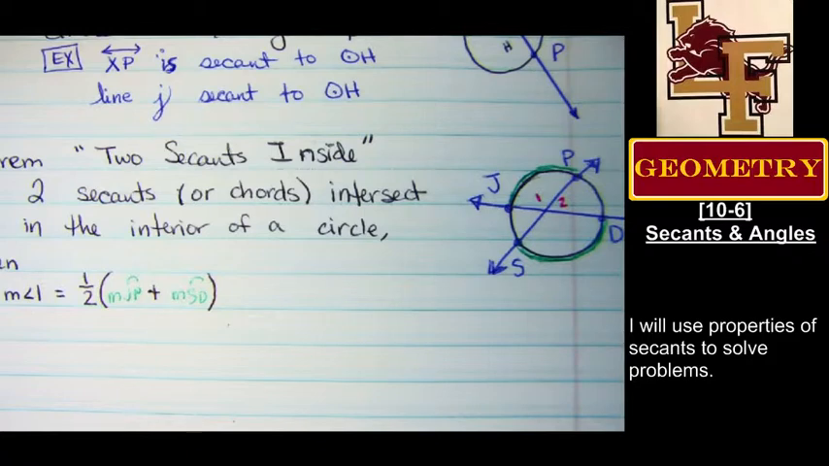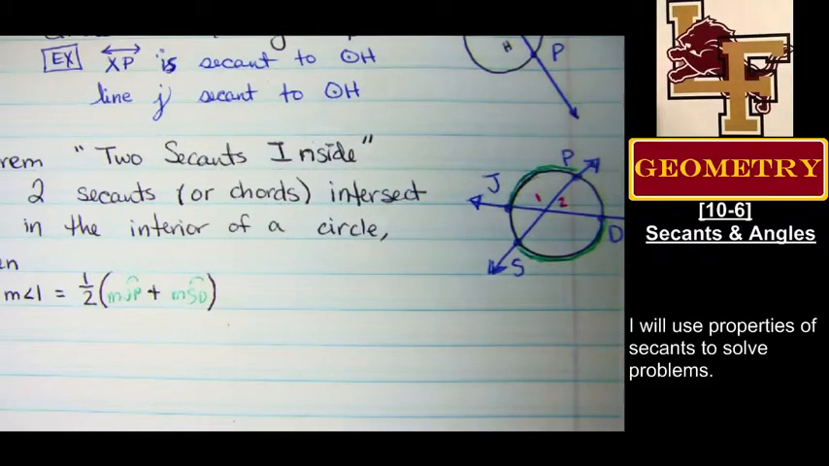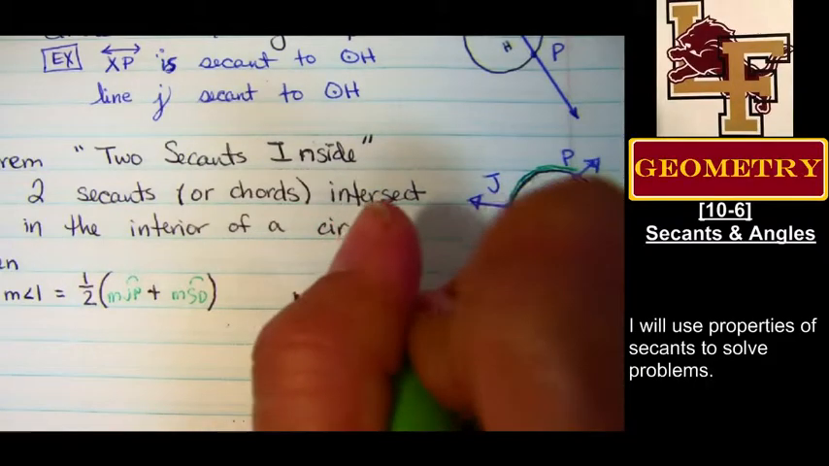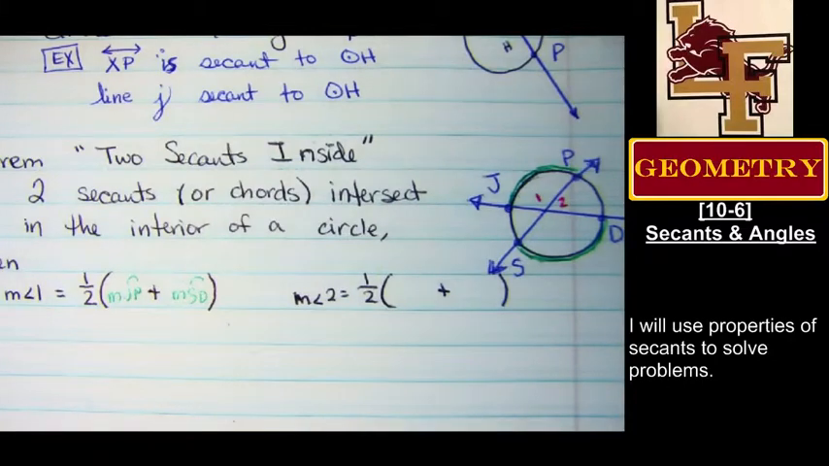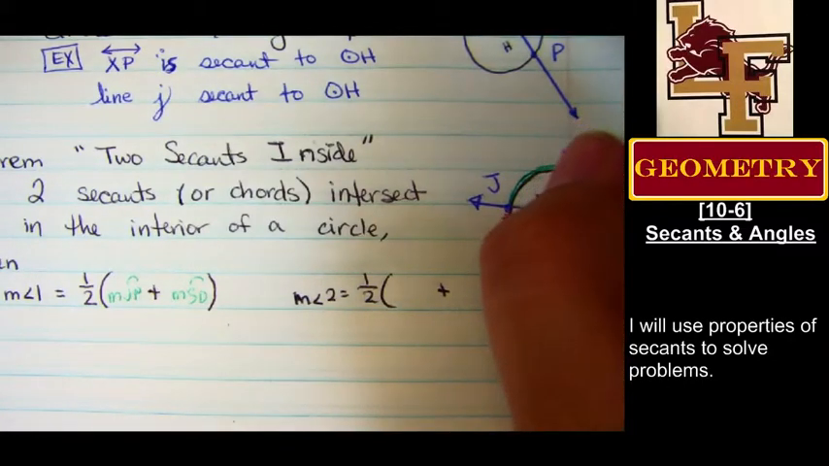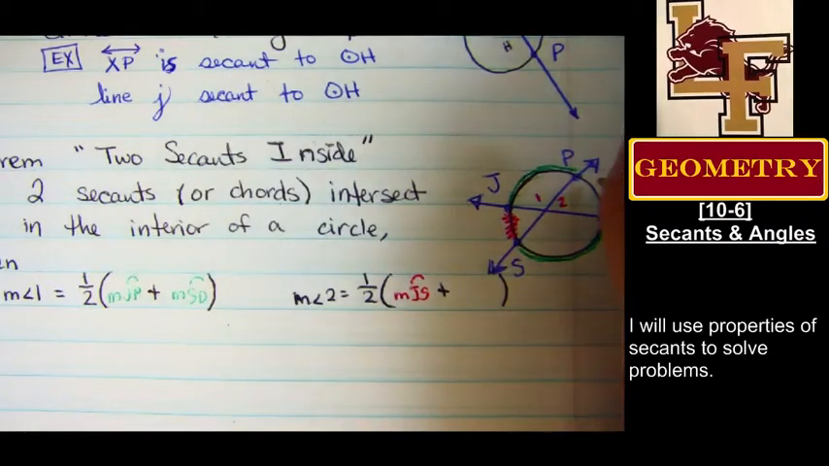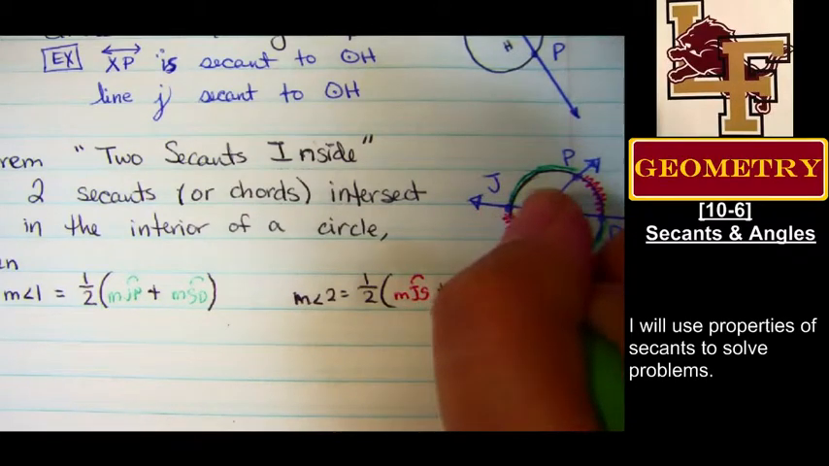We can also use this to get a formula for angle 2. It's going to be the same kind of concept. The measurement of angle 2 is 1/2 of whatever we get when we add up this arc, the measurement of arc JS, and this arc, the measurement of arc PD.